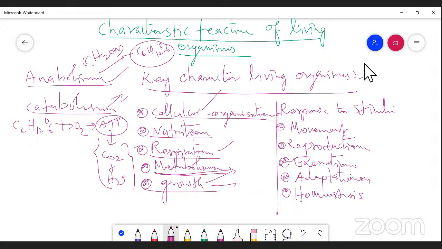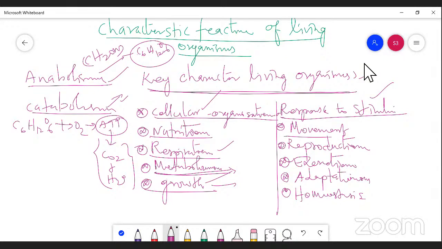Internally, the size may also increase. That is also one of the growth processes, and it is a key character of living organisms. Next one is response to stimuli. Only living beings can respond to external stimuli. They become activated. That is response to stimuli.